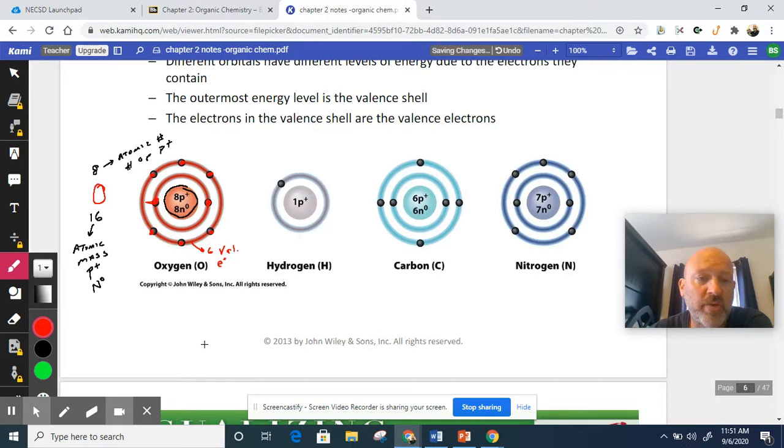Even though it has a total of 8, because this is neutral. If there's 8 positives, there has to be 8 negatives. But in the outer shell, in the valence shell, we see 6.